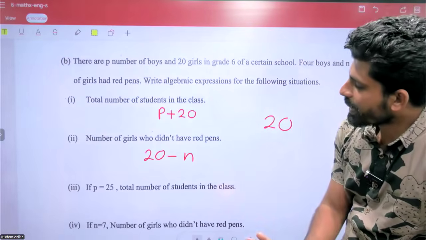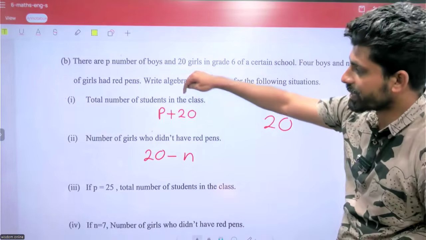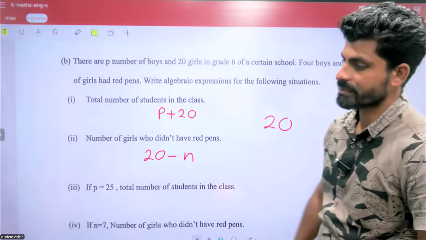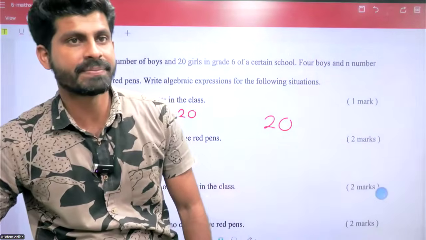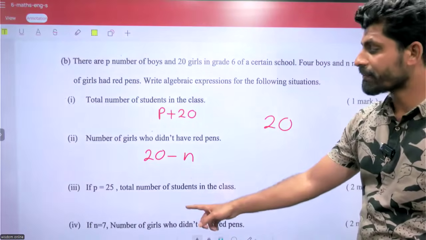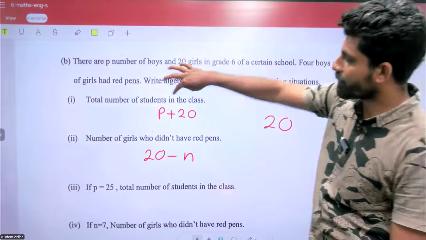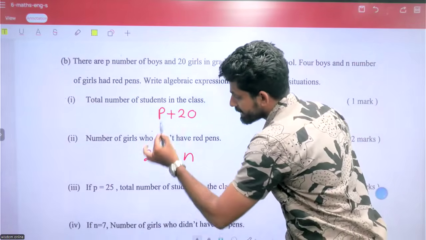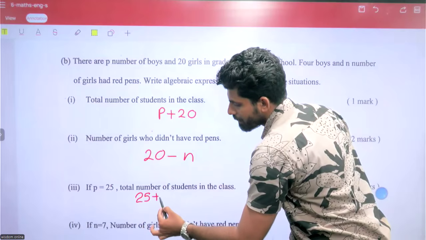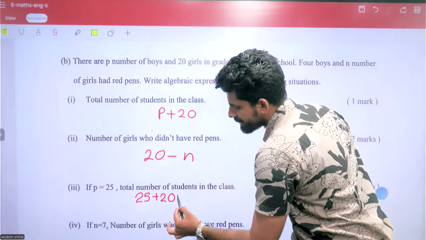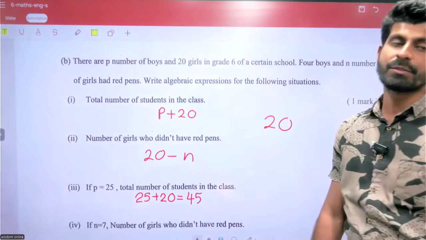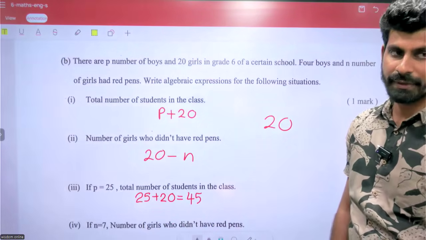If P equals 25, find the total number of students. Substitute. 25 is the number of boys, so instead of P we apply 25 plus 20. 25 plus 20 equals 45.